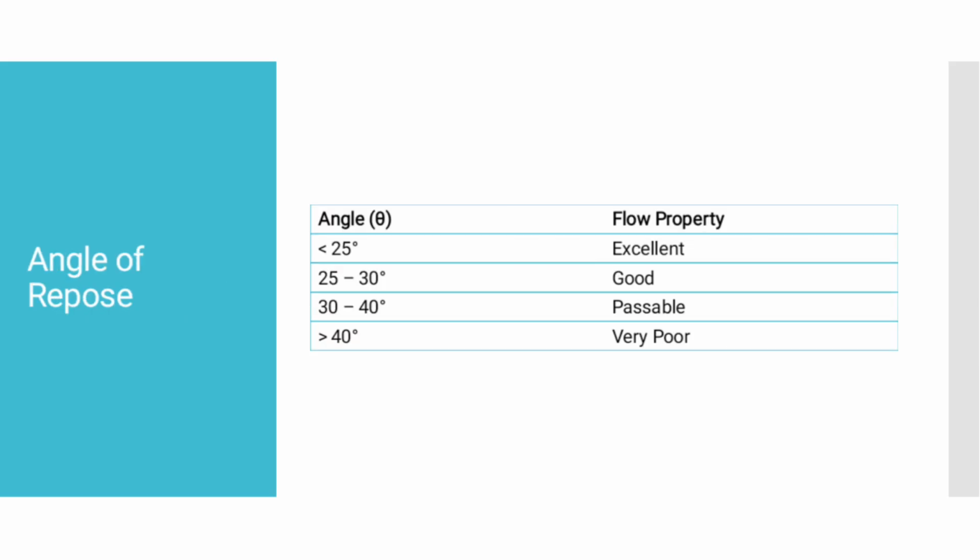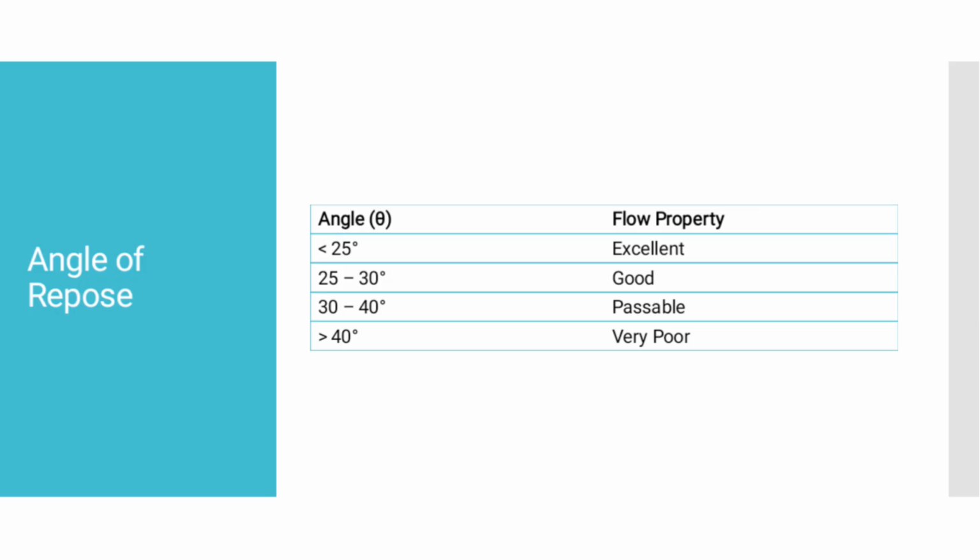Moving to next slide. So next slide is about angle of repose. Okay. So angle of repose measures the flowability of powder. So less than 25 degree shows excellent flow, 25 to 30 degree good flow, then 30 to 40 degree has a passable flow, and greater than 40 degree shows very poor flow. Okay, it means that higher angle of repose, more poorer flow. Moving to the next slide. Types of modified release dosage form.